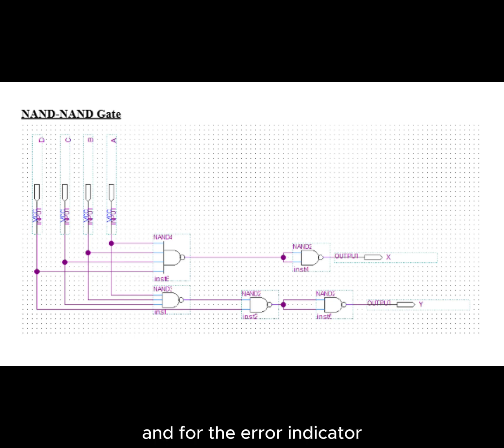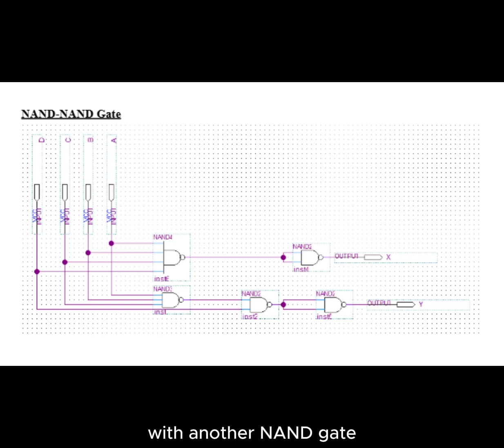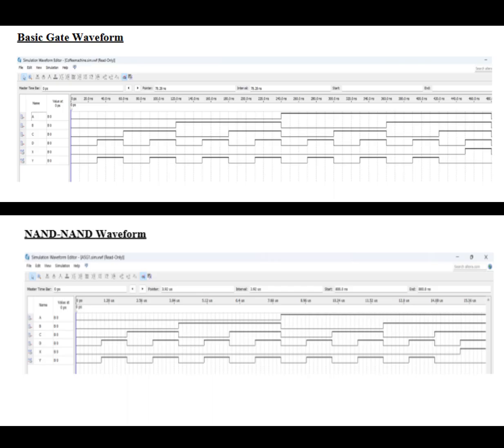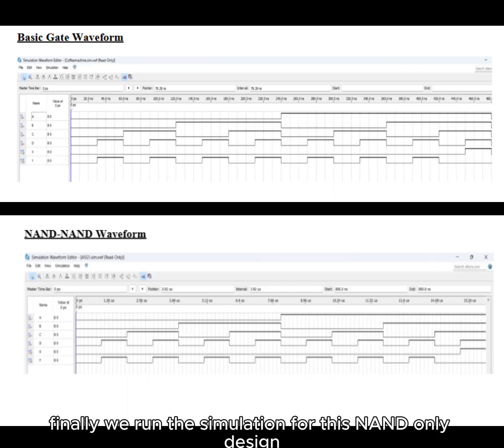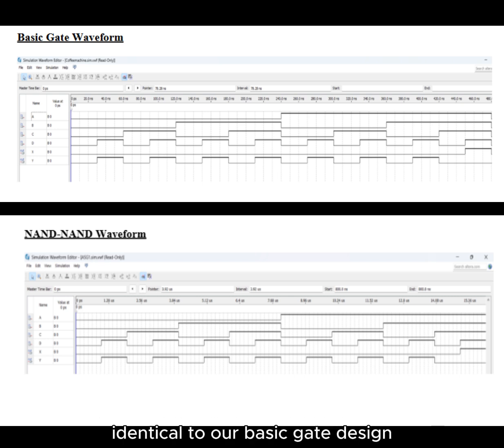And the error indicator Y is similarly rebuilt entirely with NAND gates: a 3 input NAND gate for A, B, C, combined with the D input in another NAND gate, and then connected to another NAND gate that acts as an inverter. Finally, we run the simulation for this NAND only design. Notice how the resulting waveform is functionally identical to our basic gate design.